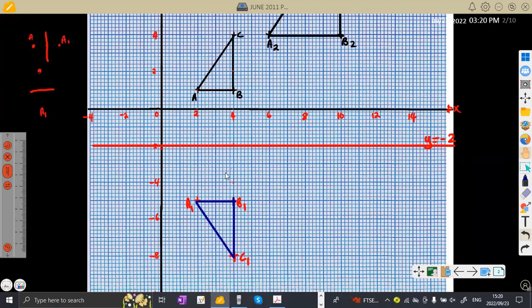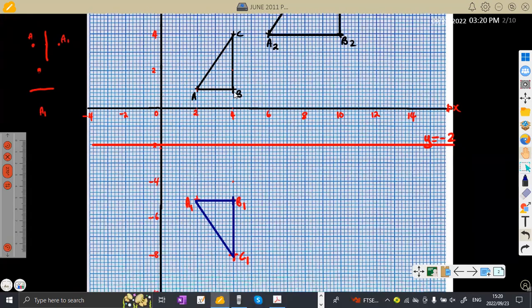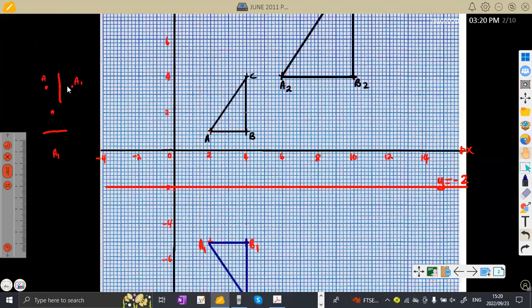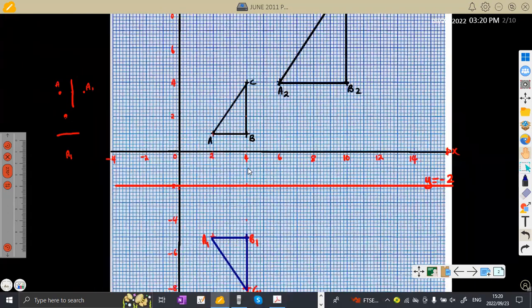So you move the same distance from the point, which is your object, to the mirror line, and from the mirror line to the image, straight like that. Okay, so that is what you do whenever you're given a horizontal or a vertical line. Okay, so that was the case.